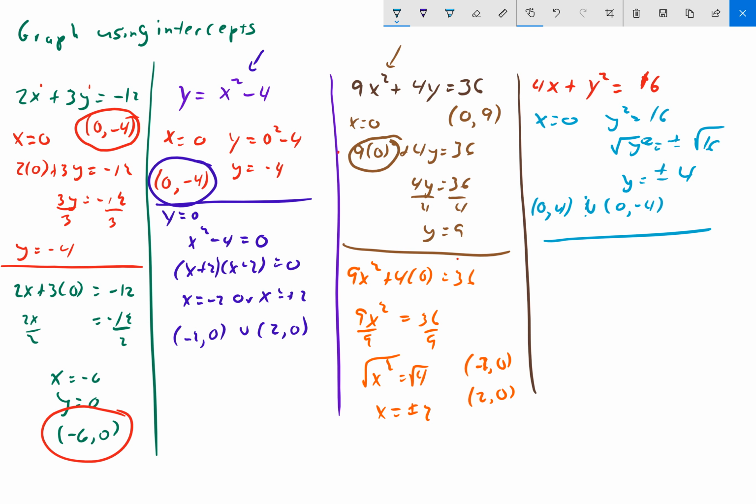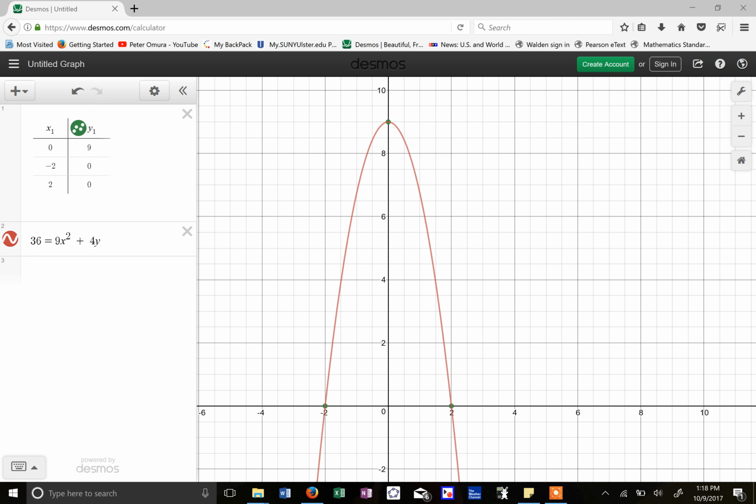When y equals 0, I get 4x equals 16. Divide by 4, x equals 4. And that's when y is 0. So I get 4, 0. Once again, I'm going to write these down. 4, 0, and then I get 0, 4, and 0, negative 4. And I'm going to try not to make any errors this time. 4x plus y squared equals 16. And let's see what happens when I graph this out on my Desmos.